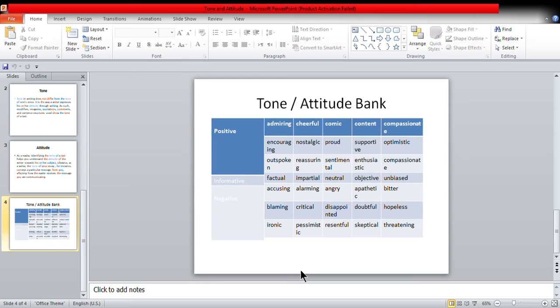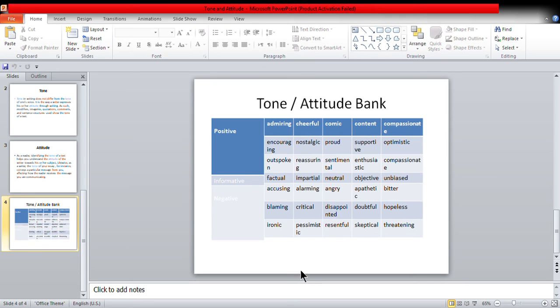And some adjectives that could describe the writer's tone or attitude when he is neutral are factual, impartial, objective, and unbiased. And here are some adjectives that could describe the negative attitude of the writer: accusing, alarming, angry, apathetic, bitter, blaming, critical, disappointed, doubtful, hopeless, ironic, pessimistic, resentful, skeptical, threatening.